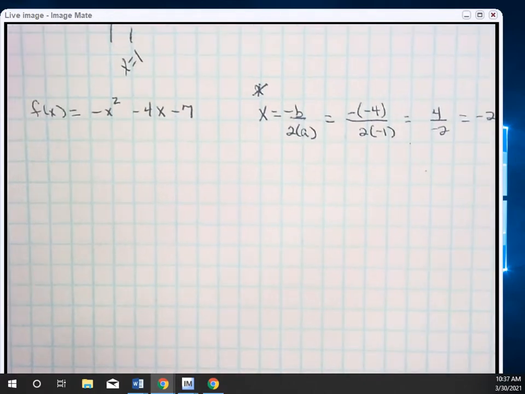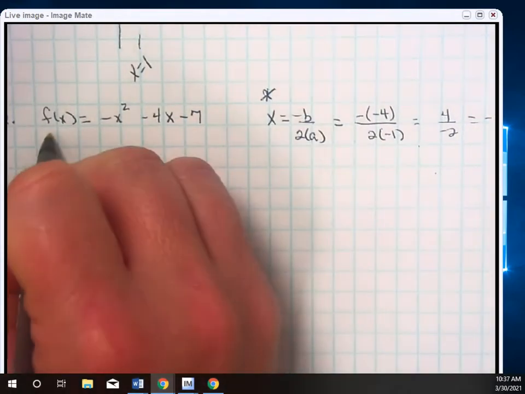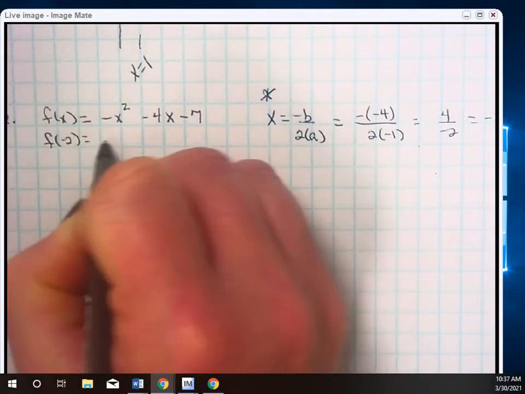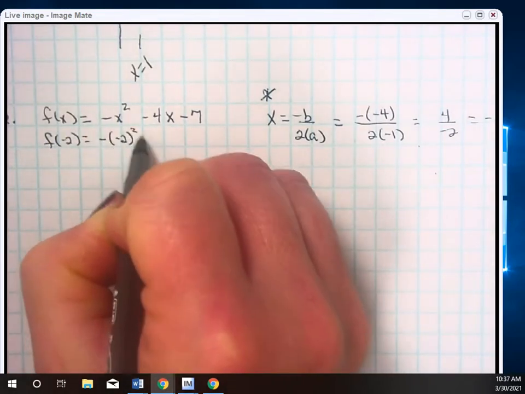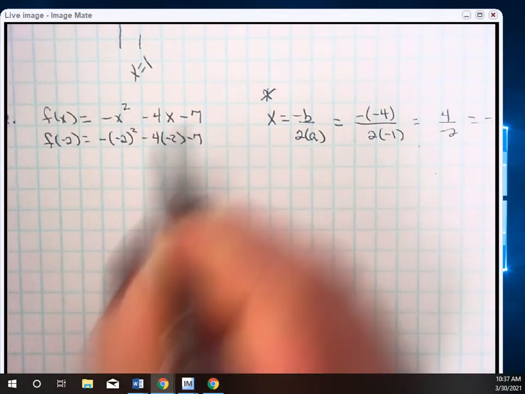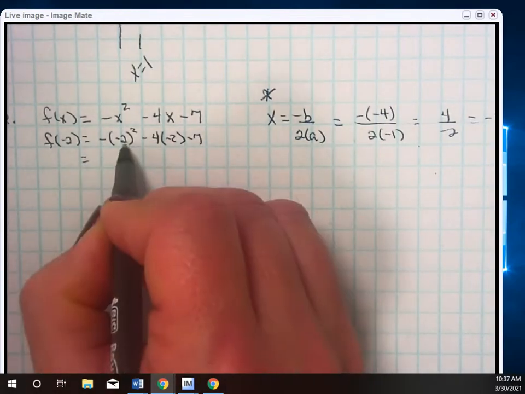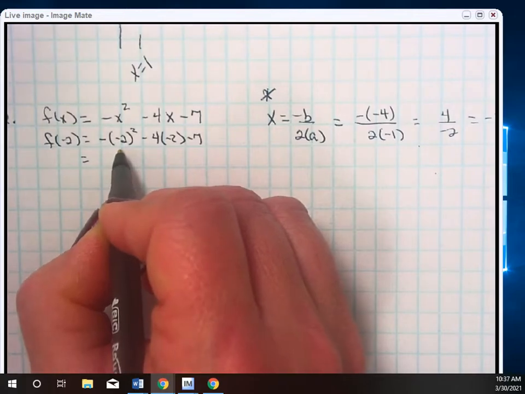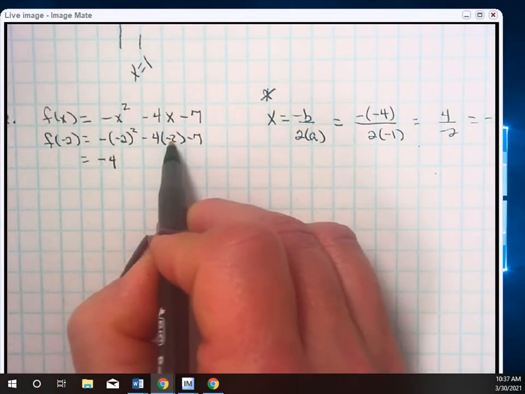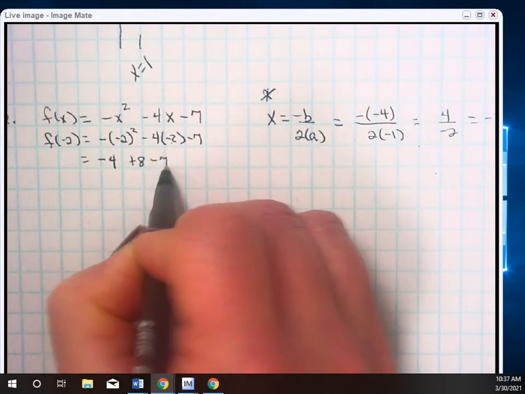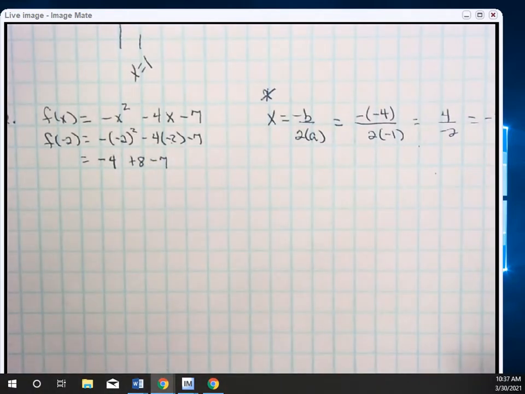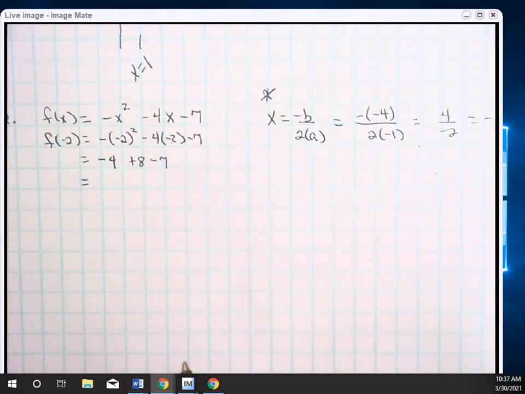That's my x value. So I'm going to go into my function and I'm going to replace all of the x's with the negative 2. And if you are typing these into your calculator, you need to put the negatives in parentheses. Negative 2 times a negative 2 is 4. Negative 4 times a negative 2 is 8. And I'm at negative 3. Are you okay with that?